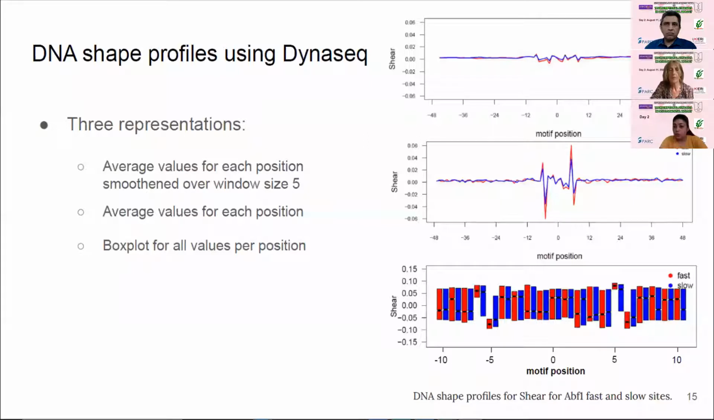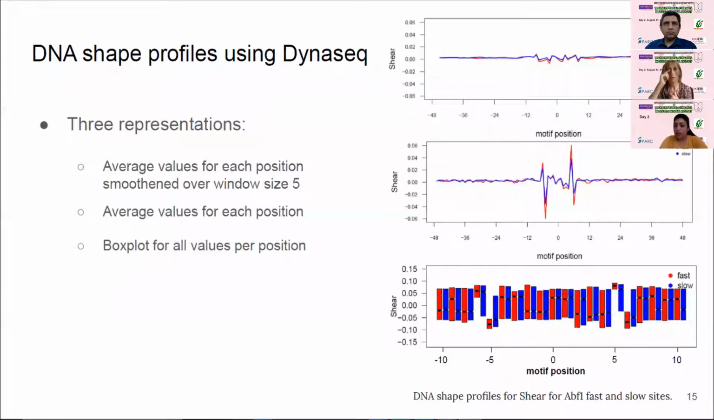As you can see, there does not seem to be much of a difference between the slow and fast sites. But if we plot the average values for each position without using the smoothing window, then we can see that there are small peaks and depressions in the DNA shape profiles around the motif site. For plotting this, we use the average values per position.